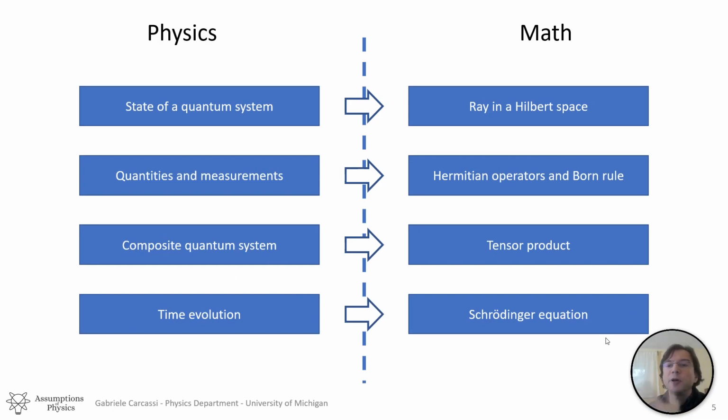Okay, so the postulates basically tell us, look, there are these things that exist in the physical world, and this is how we represent them mathematically, without telling us why. So what does it mean for us to remove a postulate?